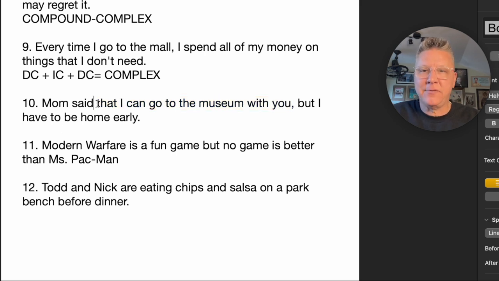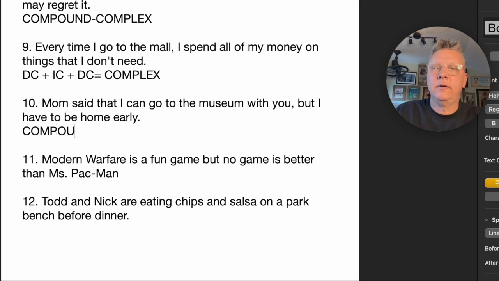"Mom said" is a very basic sentence. Mom said. So you have your subject, verb. So this is your simple sentence. So independent clause, simple sentence, plus dependent clause, plus comma, conjunction, simple sentence. So you have a compound, and there's a complex in it. So it's a compound-complex.